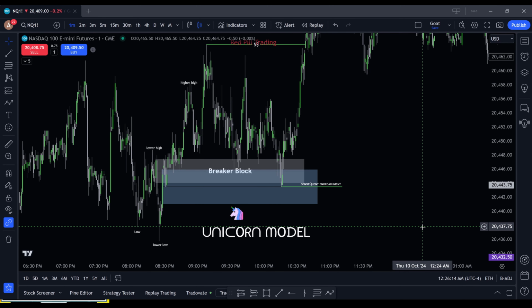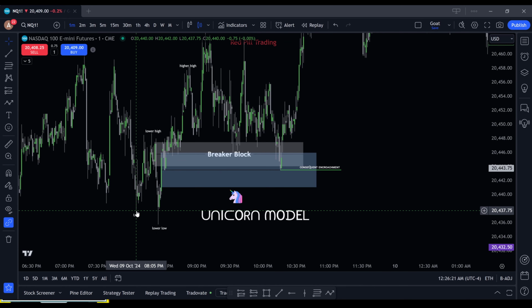So this is the Unicorn Model. And what you want to be looking for with this particular model: a low, a lower high, and then a lower low. After you create this lower low, if we immediately trace back up and we make a higher high, breaking through that lower low, we're going to mark this area up.